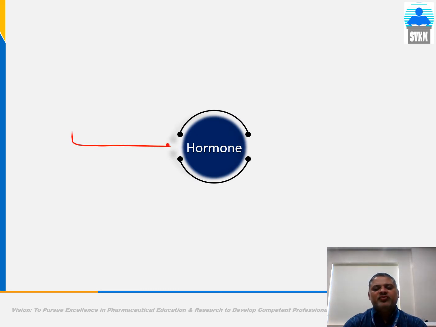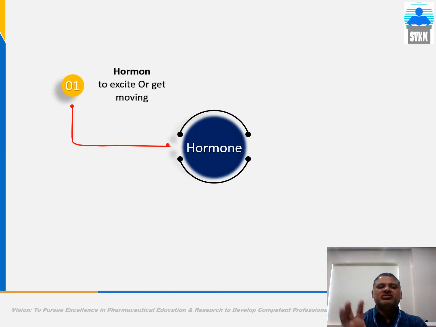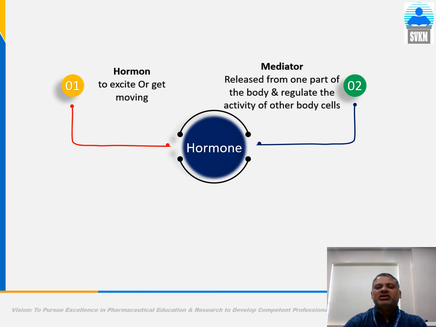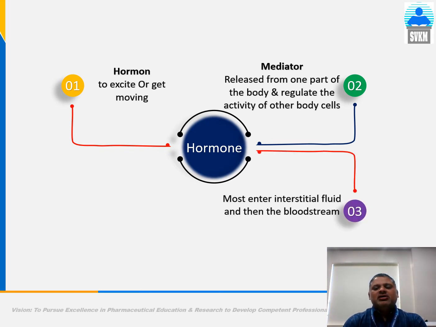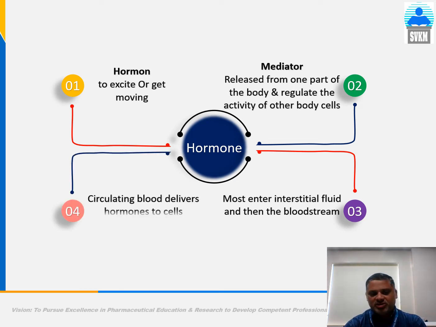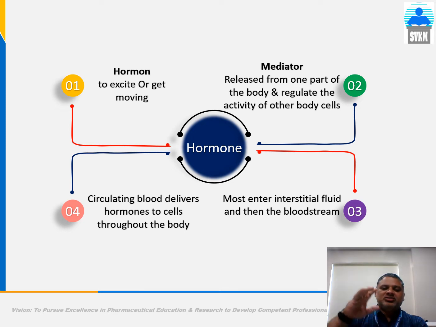Now if you see the definition of the hormone, a hormone is nothing but an agent which has the ability to excite, or to get things moving. These hormones are basically mediators released from one part of the body that regulate the activity of other body cells. After release from the cells, these hormones or chemical mediators enter the cell fluid and then the blood stream, where the circulating blood delivers these hormones to the cells throughout the body.